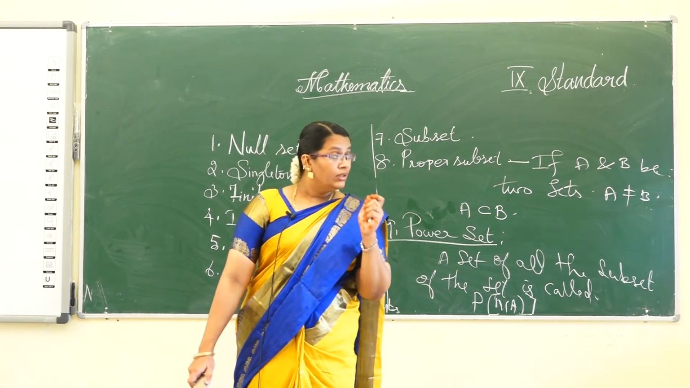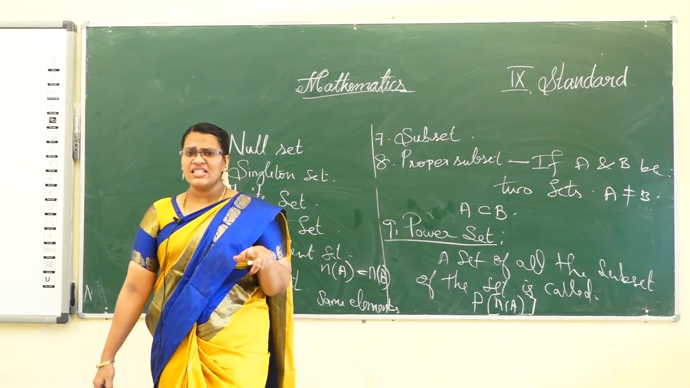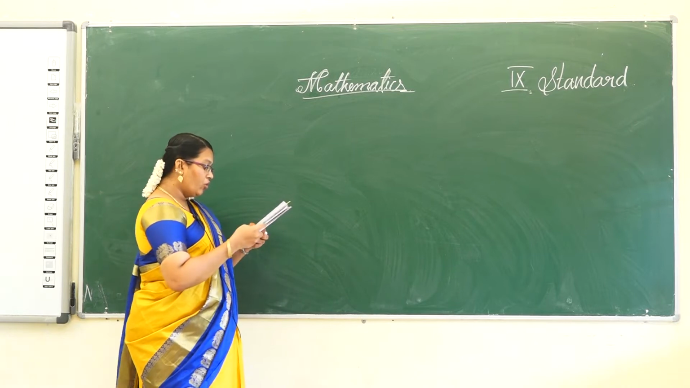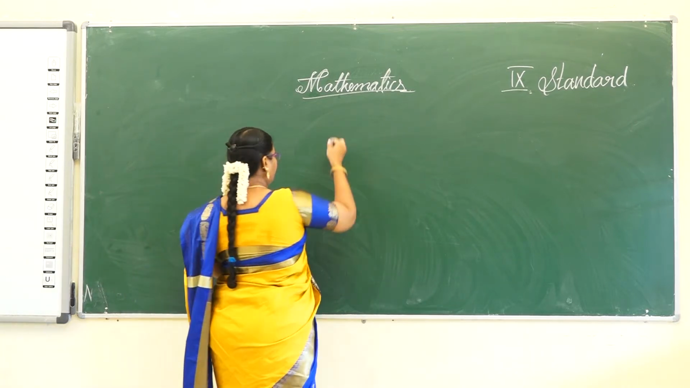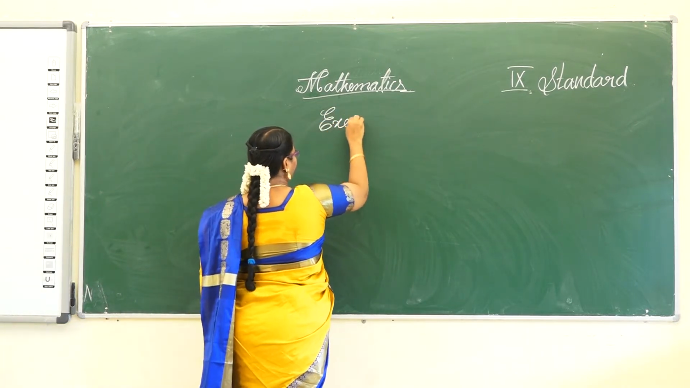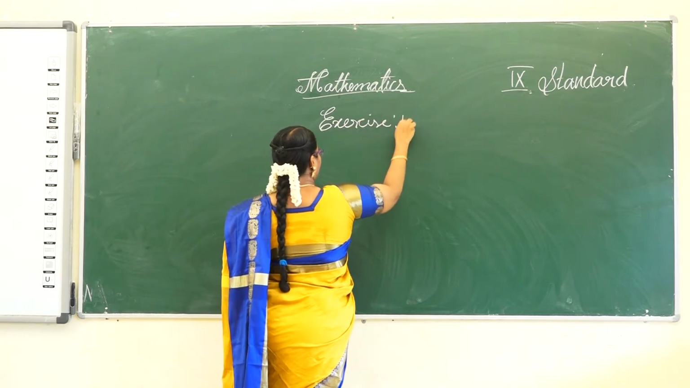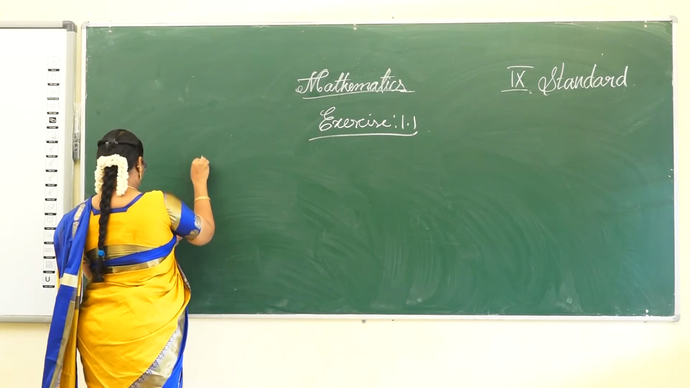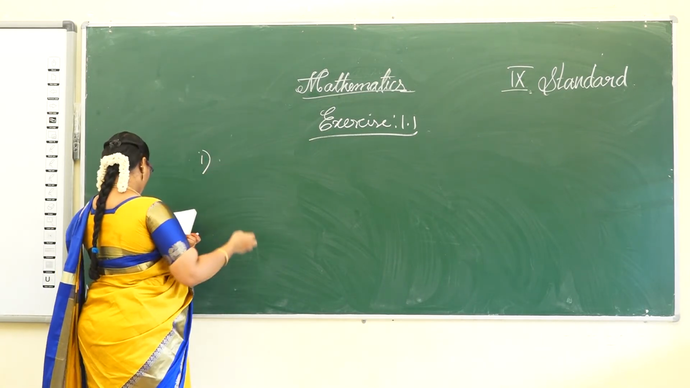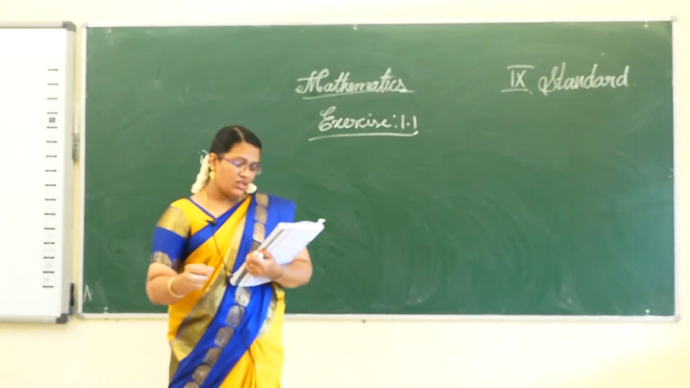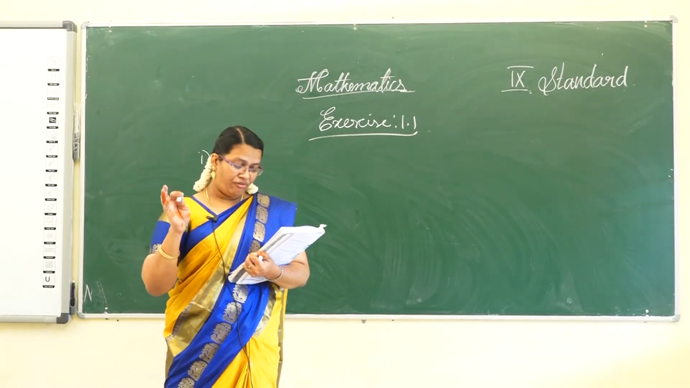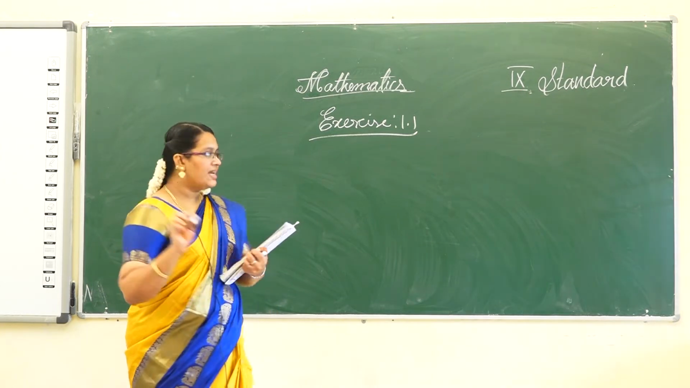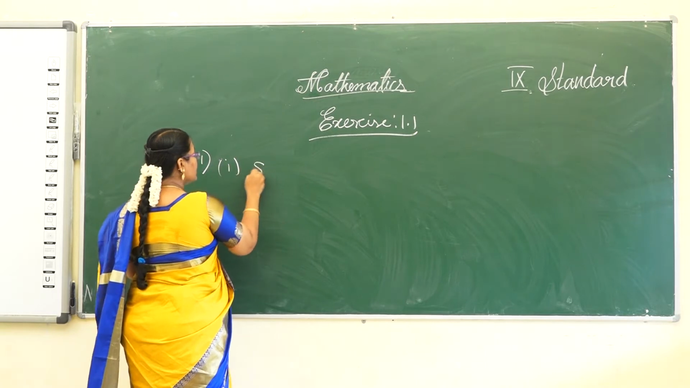Now we are doing exercise 1.1. Number 7, exercise 1.1: Which of the following are sets? The collection of prime numbers up to 100. So it is a finite set, a well-defined set. So the first one's answer is: it is a set.